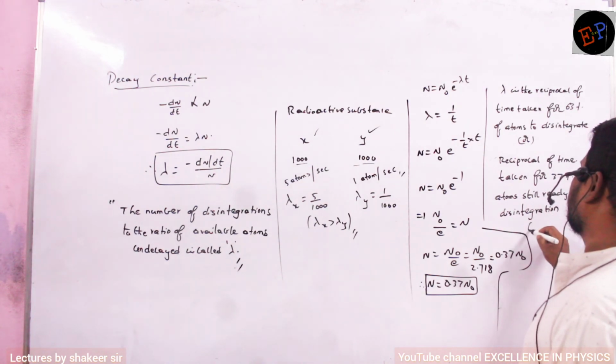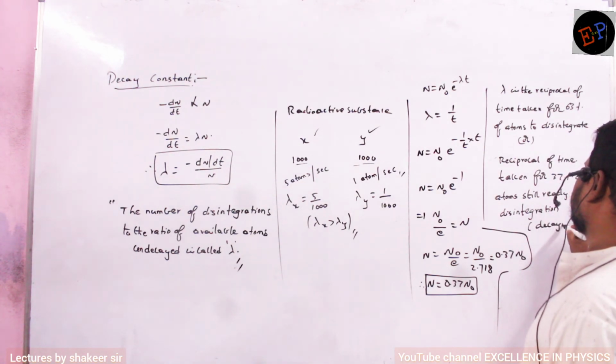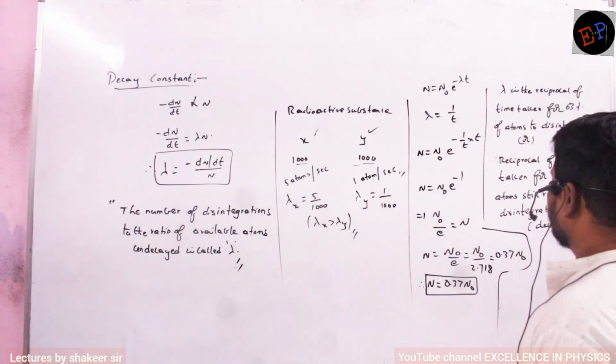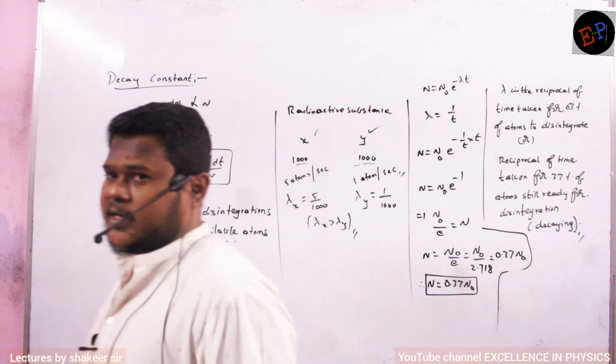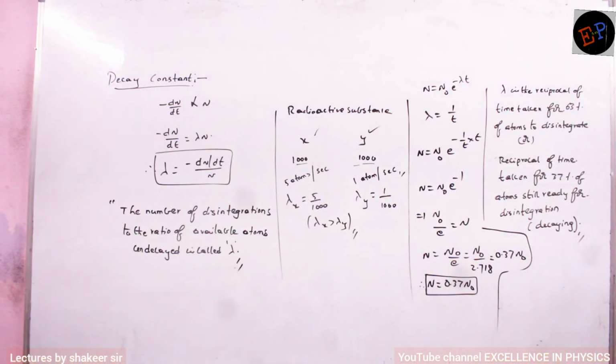Disintegration and decaying both are the same. Are you able to understand? So that amount of time taken, its reciprocal, is called lambda. That's it.